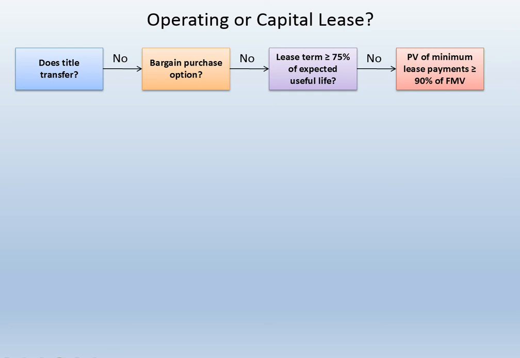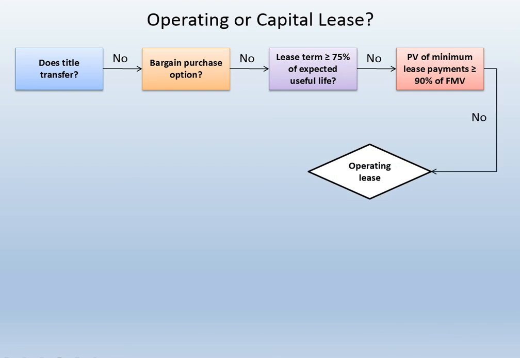Here's what happens. We go through this sequence. Does title transfer? No. Does a bargain purchase option exist in the lease contract? No. Is the lease term for 75% of the expected useful life? No. If the present value of the minimum lease payments is less than 90% of the fair market value, then we answer no to that question as well. And we have an operating lease.